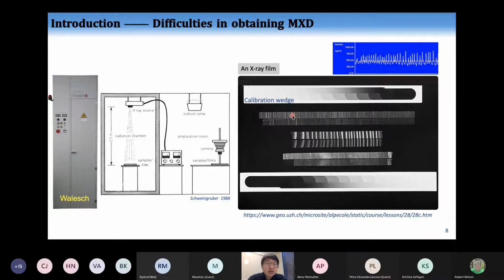This method is, however, quite expensive. For instance, the Walesch system is one of the most famous systems designed to measure tree ring density. However, very few laboratories could afford it. In addition, X-ray densitometry is known as a time-consuming method due to its complicated sample processing procedure.